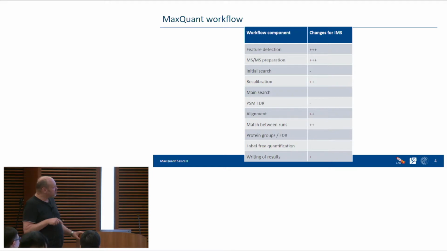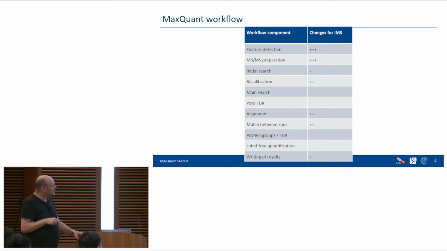Matching between runs also needs to be adapted, because now we are matching these 4-dimensional objects, and we can use the ion mobility coordinate to make the matching more specific, right? Because now not only the accurate mass or the retention time has to match, but also the value of the ion mobility index has to match to have a valid matching between two runs, basically.